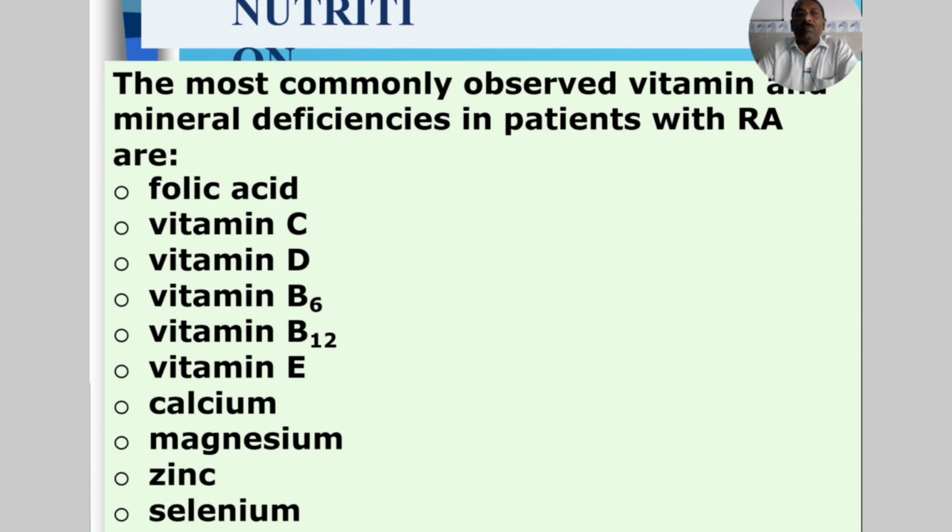The most commonly observed vitamin or mineral deficiencies in patients with rheumatoid arthritis: most of these people are anemic. So they have iron deficiency, folic acid deficiency. They also have vitamin deficiencies like C, D, B6, B12, vitamin E, calcium, magnesium, zinc and selenium. They need supplementation, at least 50% of those with established and severe rheumatoid arthritis. In the early stages, they may not need these vitamins and minerals.